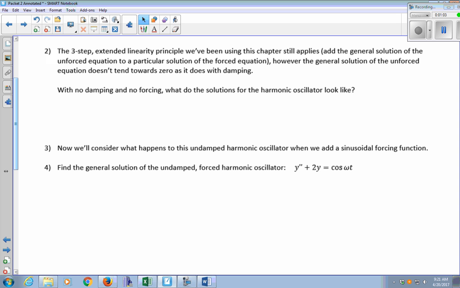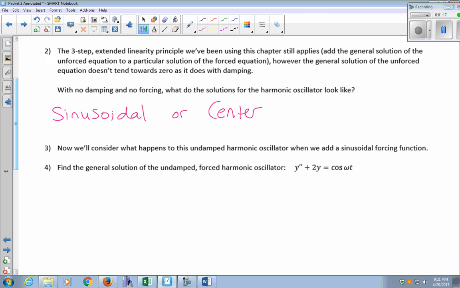With no damping and no forcing, the solutions to the harmonic oscillator are periodic or sinusoidal, or centers if you were looking at a phase plane. It's just a mass on a spring, no friction, just moving back and forth forever. But now we're going to think about what happens to this undamped harmonic oscillator if we add a sinusoidal forcing function, meaning a periodic force that is applied to the mass on the spring.